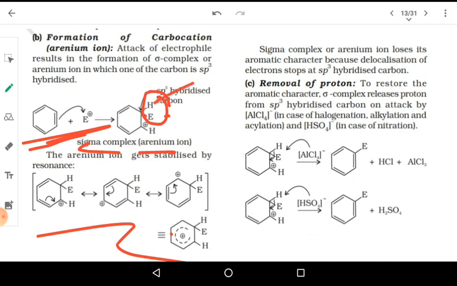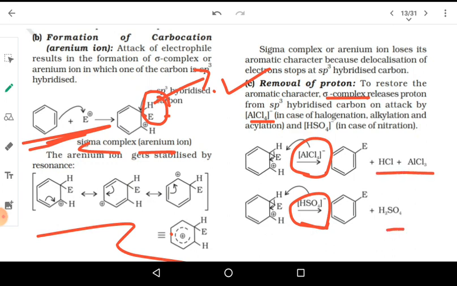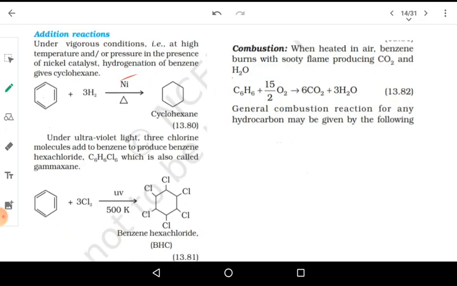For that, it is going to remove this H plus, and that is known as deprotonation, right? So the sigma complex releases a proton from the sp3 hybridized carbon on attack by AlCl4. For the process of deprotonation, again we are going to use AlCl4 or HSO4 minus, the Lewis acid which we used before, and as a result we get some byproducts also, and we get the major desired product. So this is the mechanism of electrophilic substitution reactions.